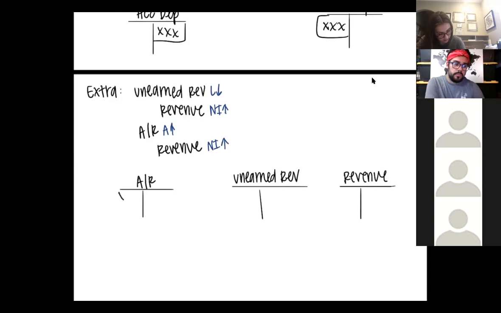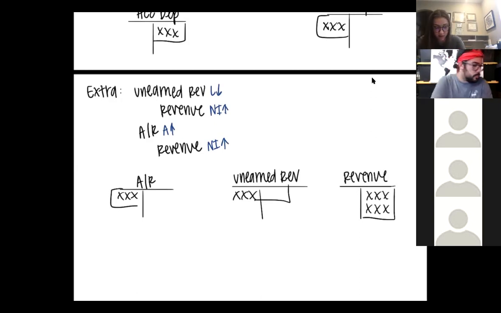So our assets are going to be understated because we didn't increase our AR. Our liabilities are going to be overstated because we didn't decrease our liability. And our net income is going to be understated because we didn't include the revenue. Is that the right answer? I don't know if he gave you the answer. Yeah, that's right. Makes sense.